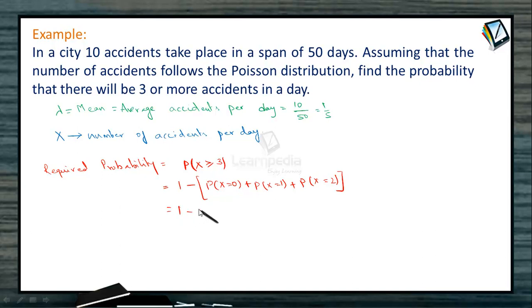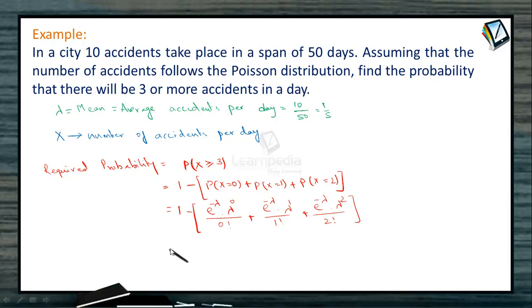That is 1 minus, yes, by the Poisson distribution, what is P of x equal to 0? e to the power of minus lambda into lambda to the power of 0 by 0 factorial, plus e to the power of minus lambda into, for x equal to 1, lambda to the power of 1 by 1 factorial, plus e to the power of minus lambda into lambda power 2 by 2 factorial.